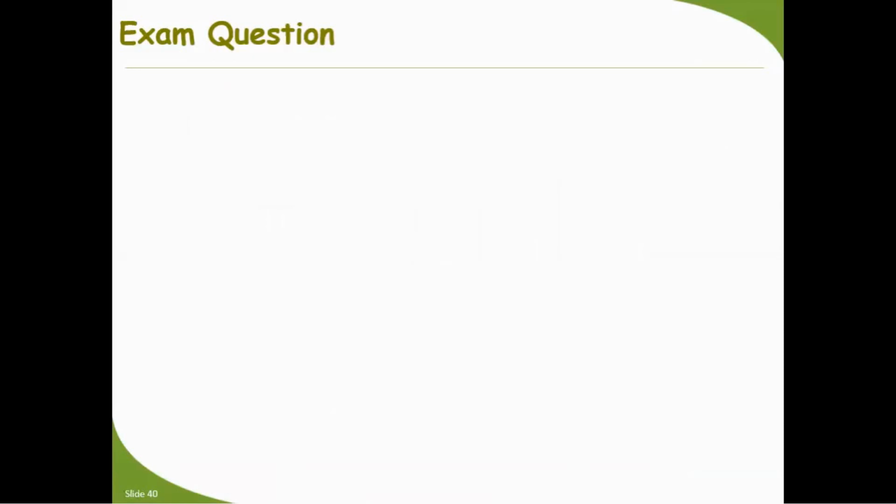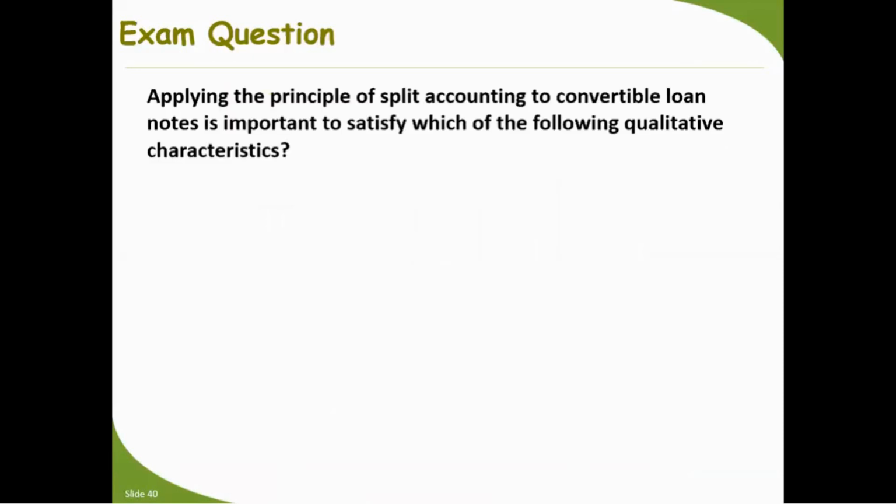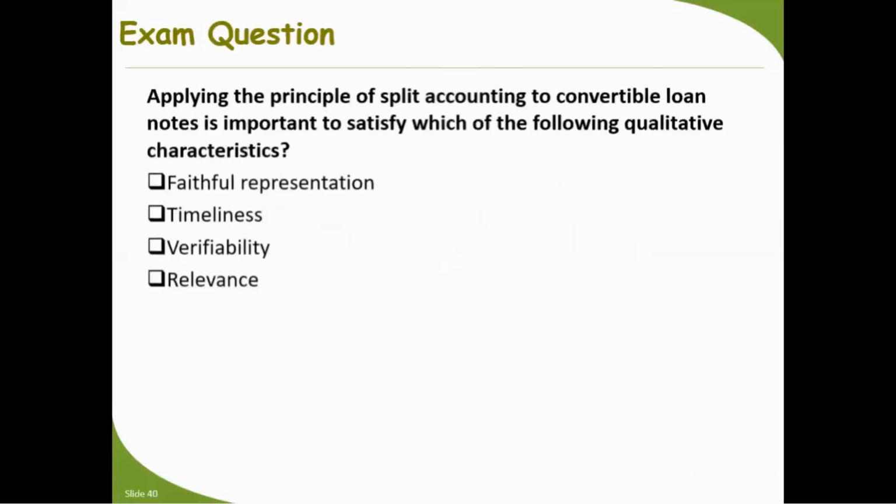Then we have another question. Applying the principle of split accounting to convertible loan notes is important to satisfy which of the following qualitative characteristics? Faithful representation, timeliness, verifiability, or relevance. When we are splitting the components between debt and equity, that is faithful representation. You are faithfully representing your debt portion and equity portion separately. You are not mixing them. So you are satisfying which qualitative characteristic? Faithful representation.